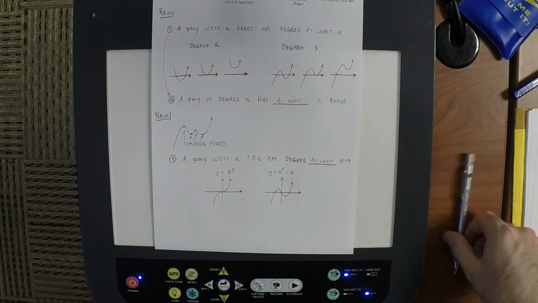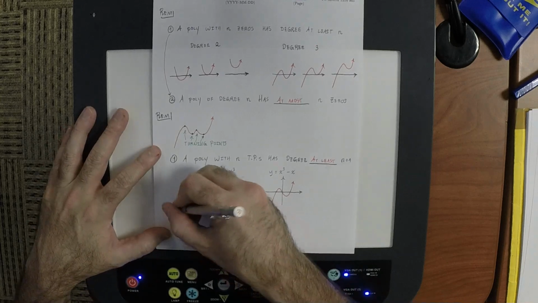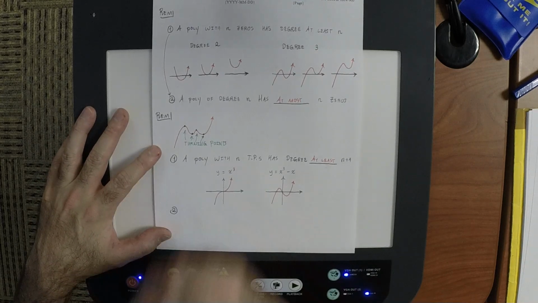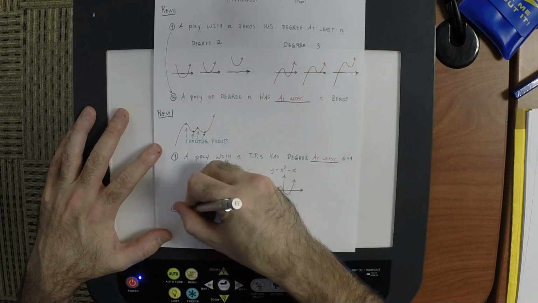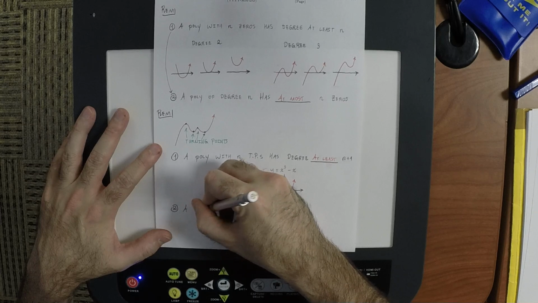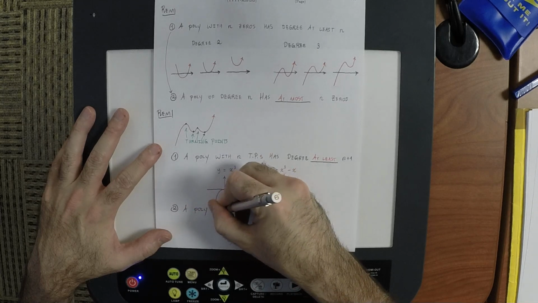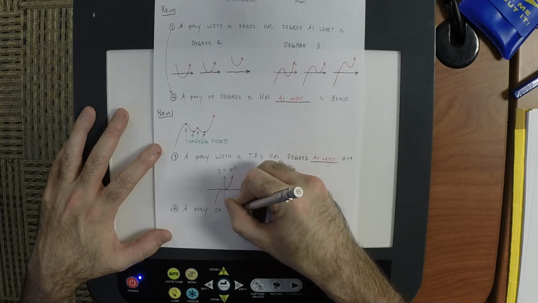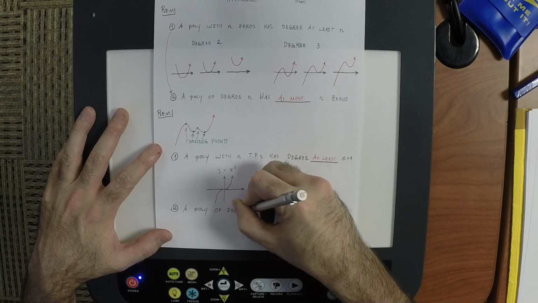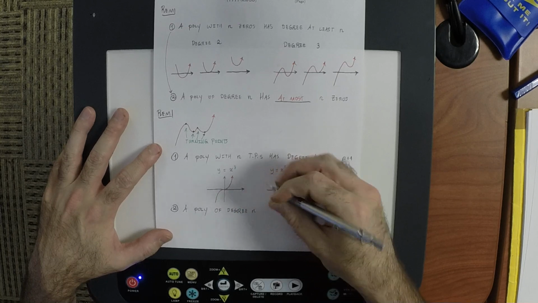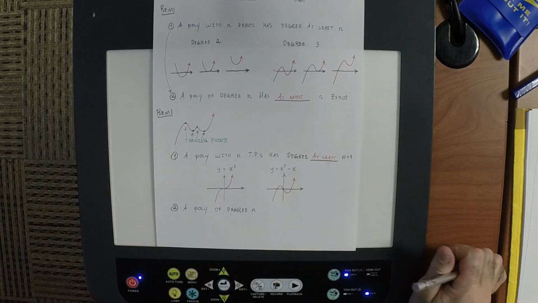So now let's turn the sentence around, and I'll say that a polynomial of degree n, okay, and then you finish the sentence.